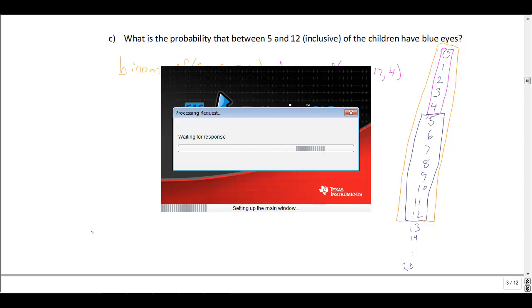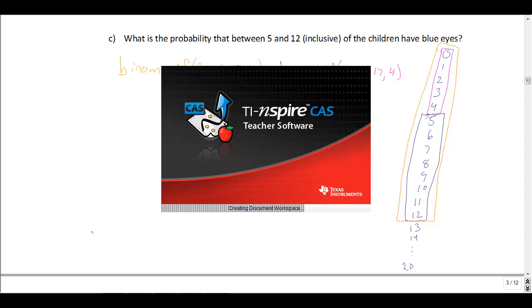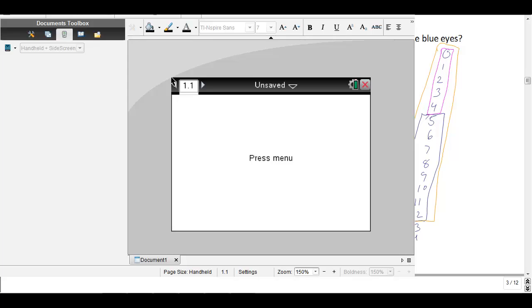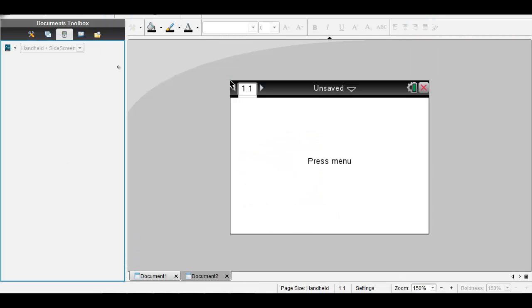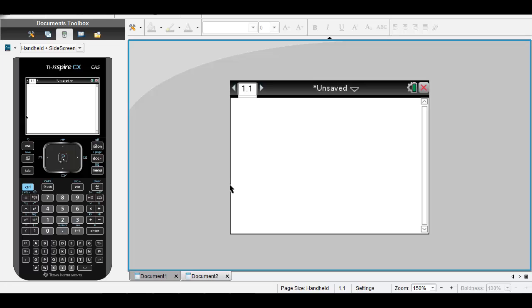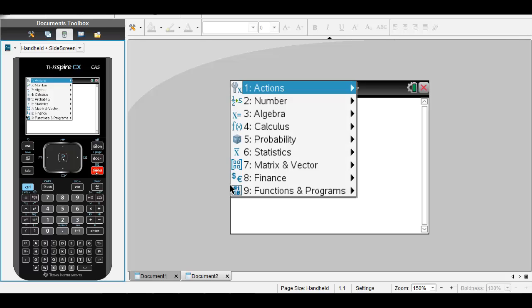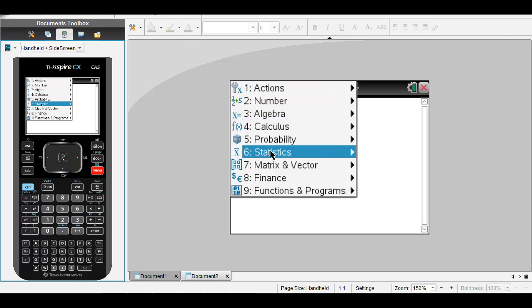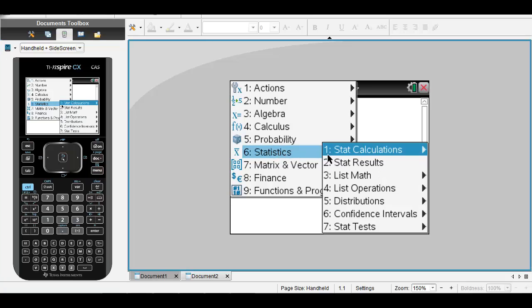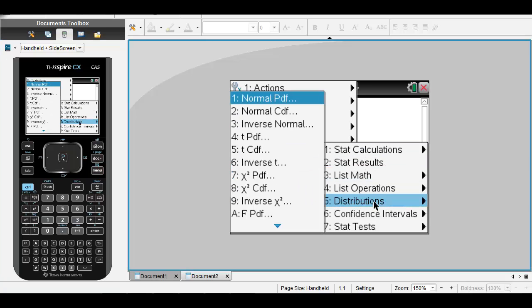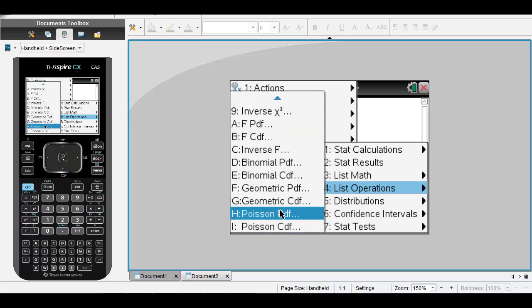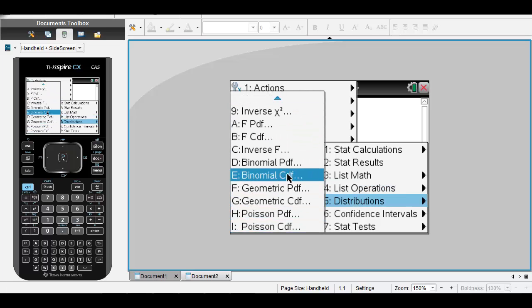Okay, so here's this calculator, and here's sort of what this calculator looks like. It's a little bit different here. So what I can do, I believe I can go to menu, and then I'm using the big screen here. I can go to statistics, distributions. I have these particular things here, and I have a binomial CDF. So same kind of setup.